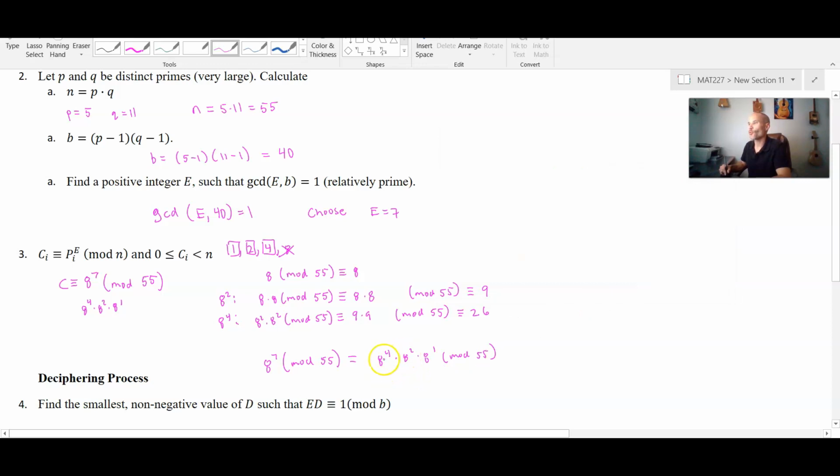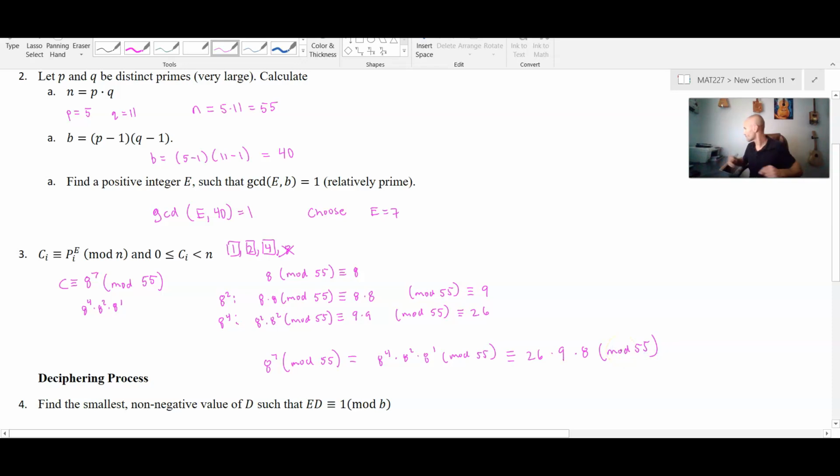And even with 3 factors, we can sort of double up on that idea that if we multiply a bunch of factors mod 55, then we can take each of the remainders of those factors mod 55 and multiply them together. So 8 to the 4th is 26. 8 squared, its remainder is 9. 8 to the 1st, its remainder is 8. And we want to conduct this mod 55.